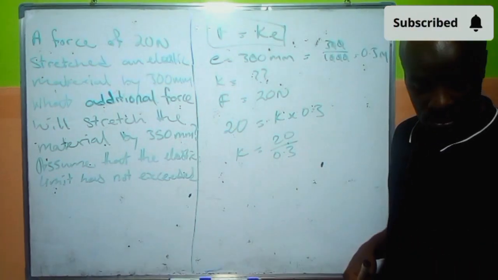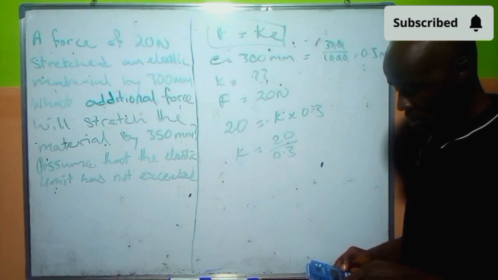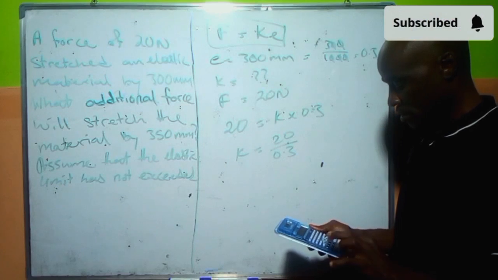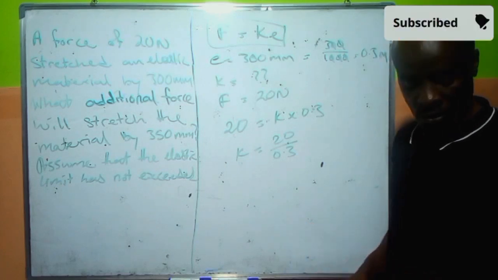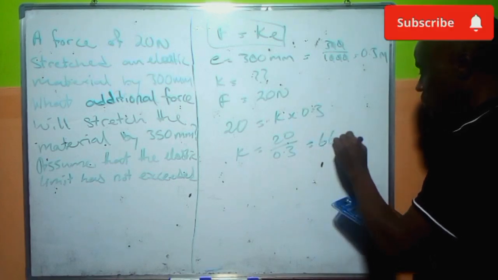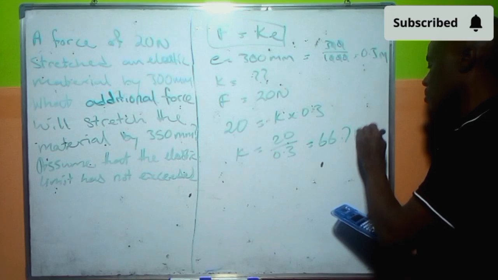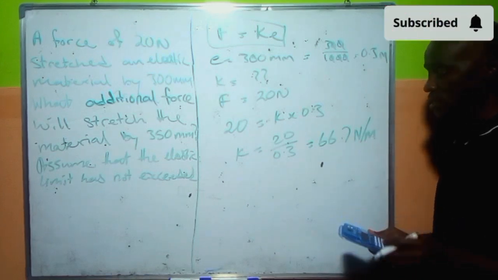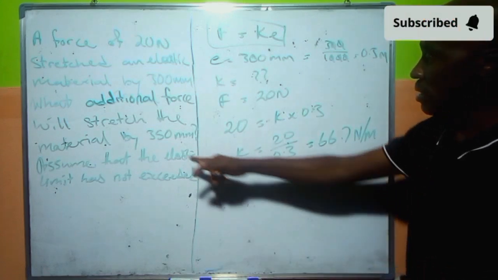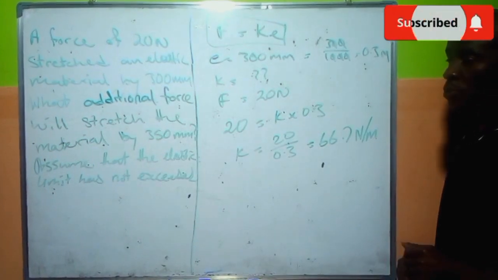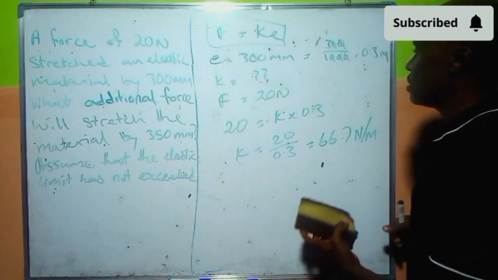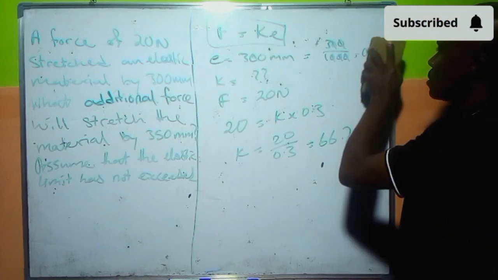So by dividing this, if we divide 20 by 0.3, we have, let's say approximately, 66.7 Newton per meter. That is what we have. Now we have our constant, the elastic constant. Now we can go ahead and get what the force will be when the material is stretched by 350 millimeter. So what we are going to do next is, I think I can clean here.